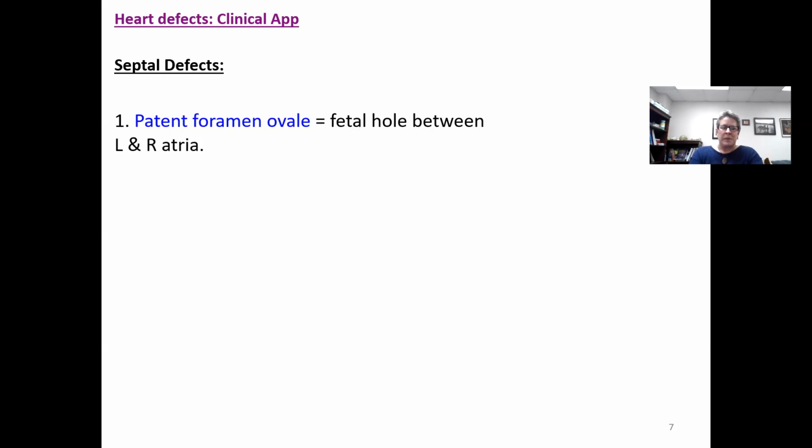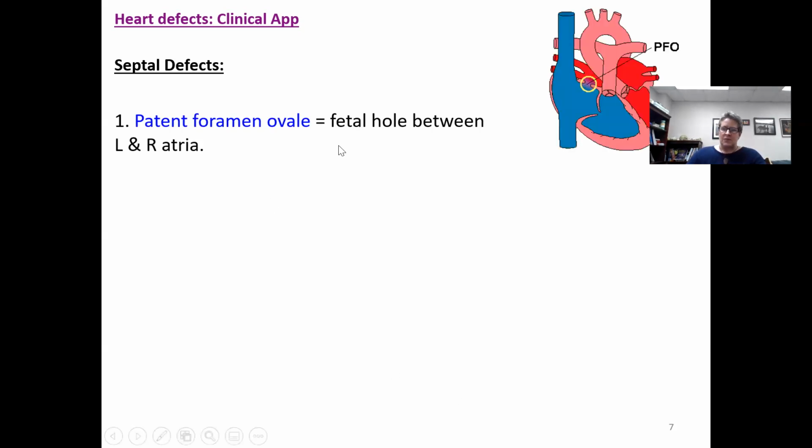The first one is called a patent foramen ovale, and that is a hole between the left and right atrium. Right here is the left atrium, and showing right through here is part of the left atrium, and there's a fetal hole still open. That's supposed to be sealed up by the time a baby is born. The word patent means open, and foramen means hole, and ovale probably describes the shape of that hole.